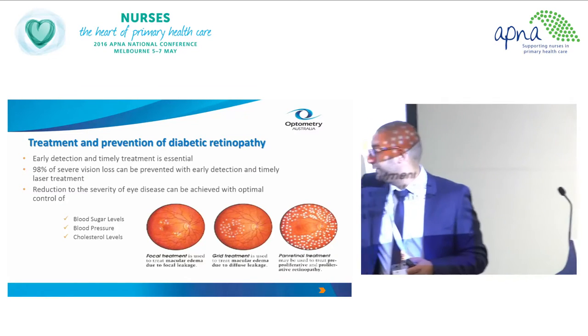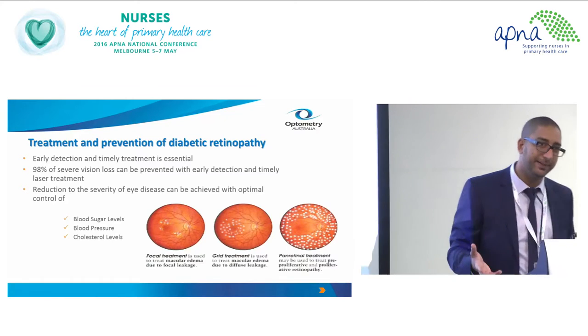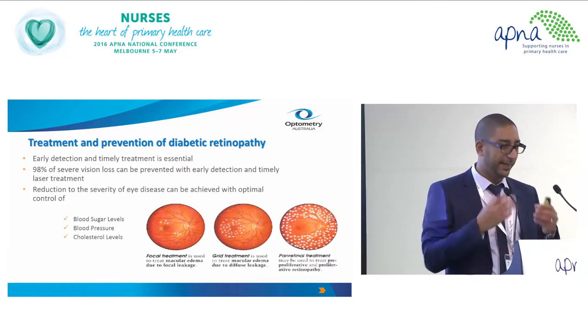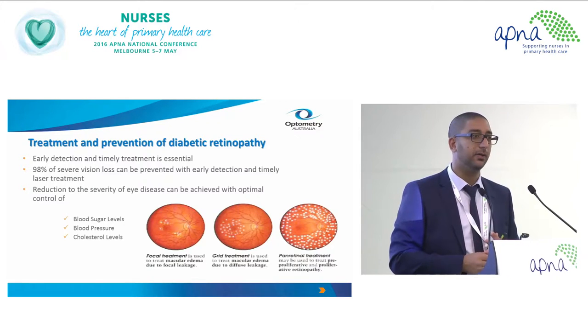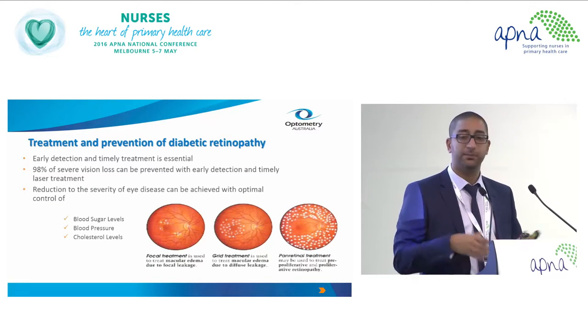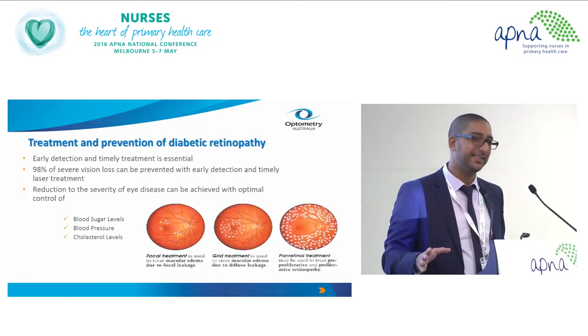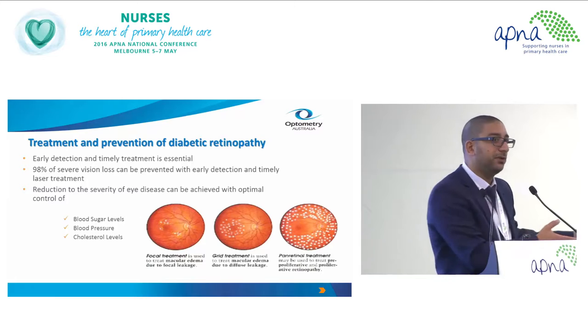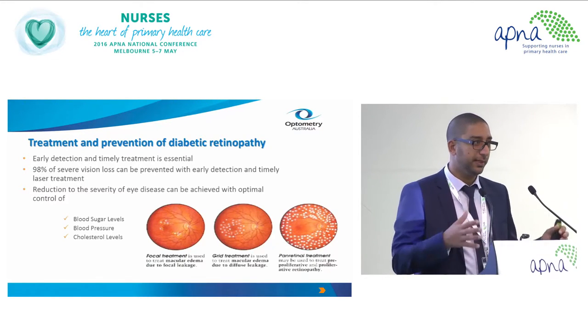There's grid treatment, okay, it's used to treat macular edema. Macular edema is a complication of diabetes, okay? It's where the macula, the central part of the eye, starts to get thick and starts to swell and get fluid as a complication of diabetes. And you can get macular edema at any stage, at very mild diabetic retinopathy and very severe diabetic retinopathy, okay? There's no exclusivity there.